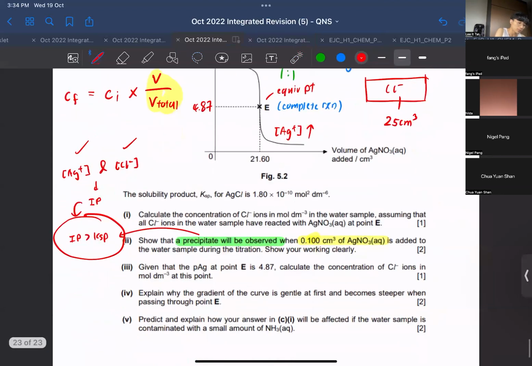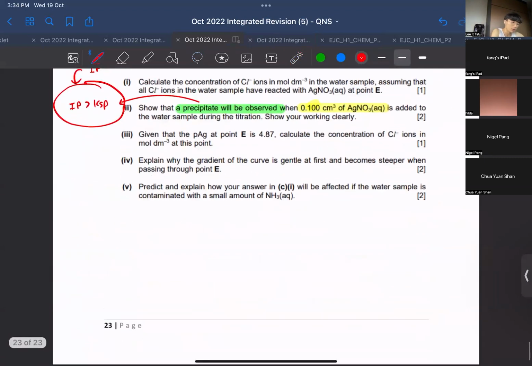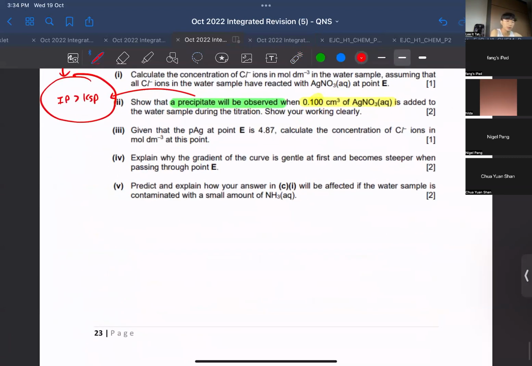Part 5, explain how the answer in C part 1, okay, we will link back to our workings in C part 1. If the water sample is NH3, okay, this one I feel that I'll have to draw a diagram, right, okay, for you guys to kind of see this a bit clearer. Okay, so let me paint you guys 2 scenarios.